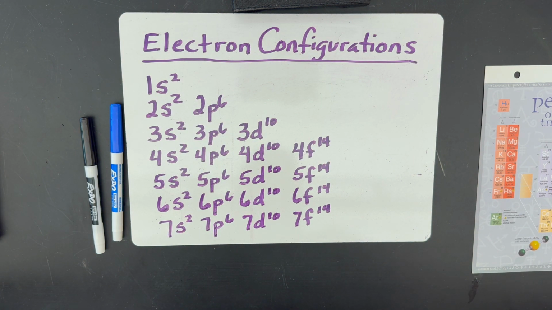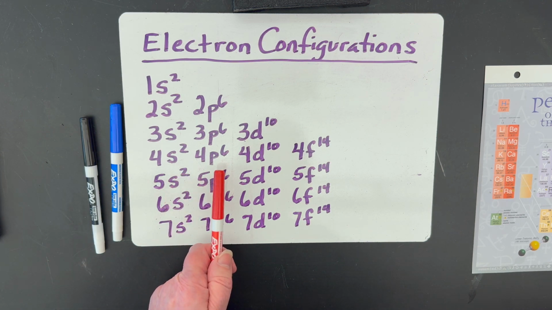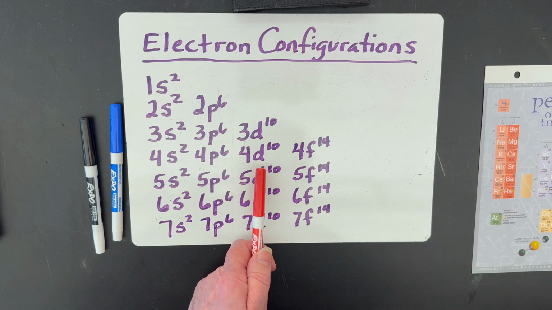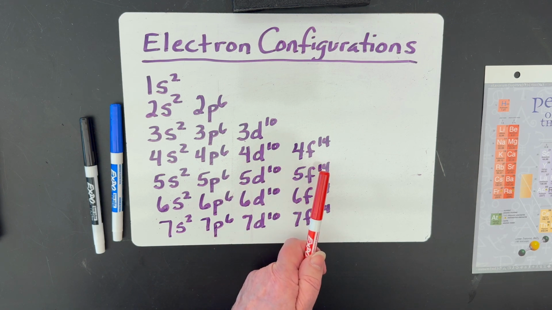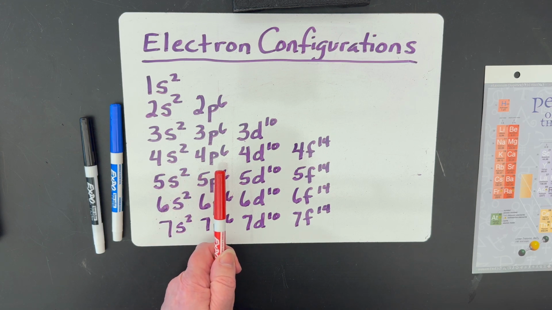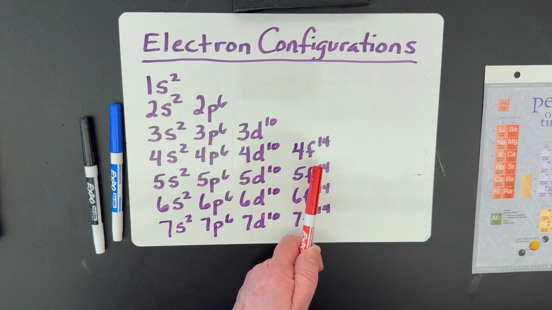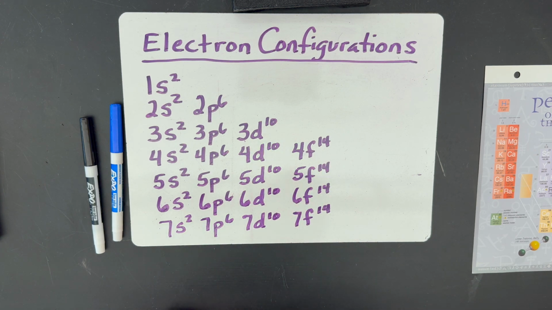Electrons are arranged in the shell that they occupy in electron clouds, and these clouds come in four types: an S sublevel, a P sublevel, a D sublevel, and an F sublevel. An S can hold up to 2 electrons, a P can hold up to 6, a D can hold up to 10, and an F can hold up to 14.